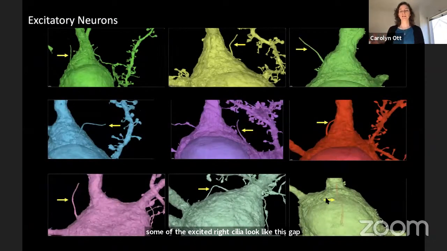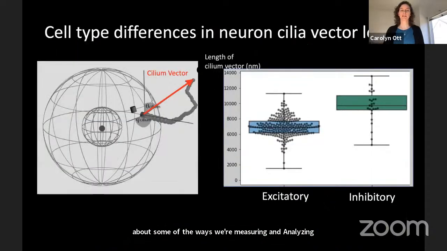This gallery gives you a little bit of a sense of some of the differences and commonalities between cilia on different cell types. And I'm going to tell you about some of the ways we're measuring and analyzing the data so we can also compare between cell types.